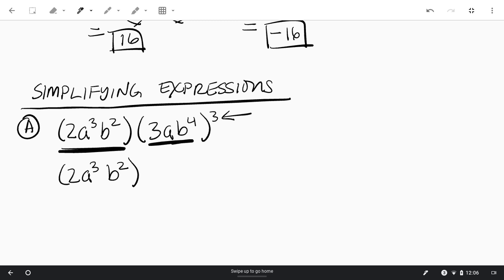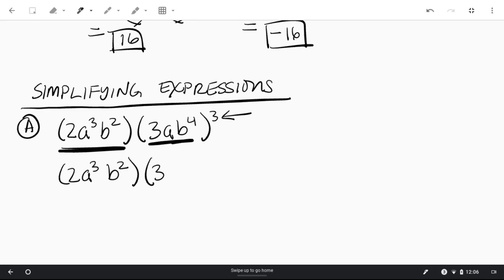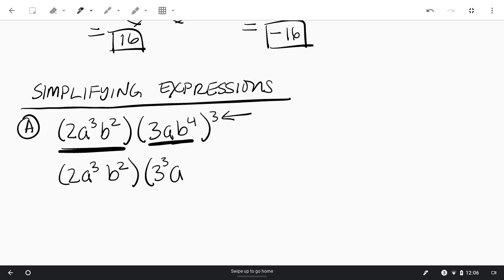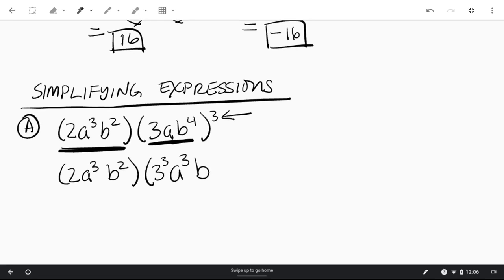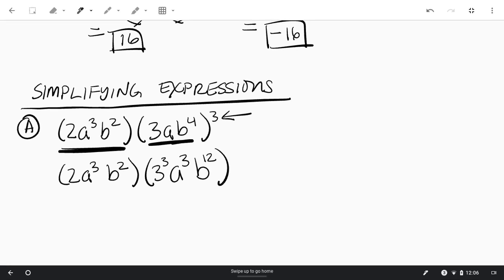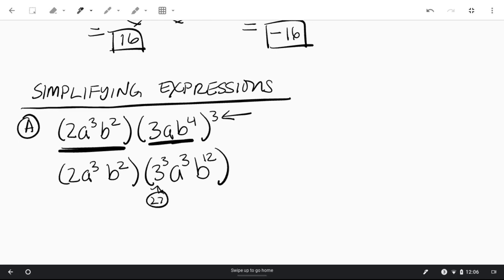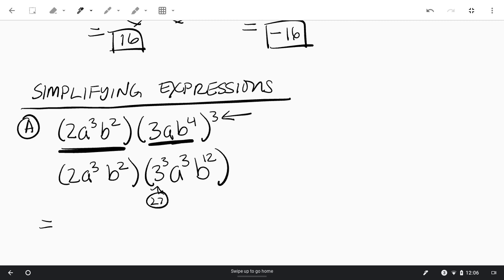And again, no exponent means an exponent of 1. So this one will get 3 to the third, this one will be a to the third, and this one will be b to the 12th. Multiply all the exponents. Hopefully that's 27. So 2 times 27 is 54.